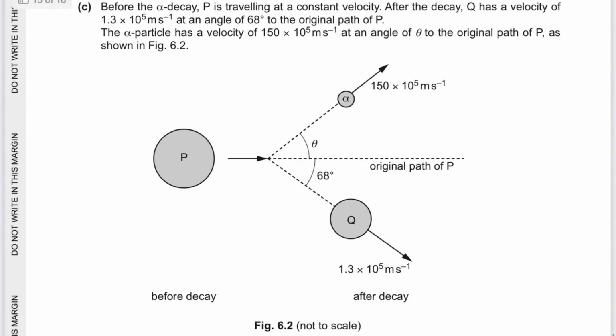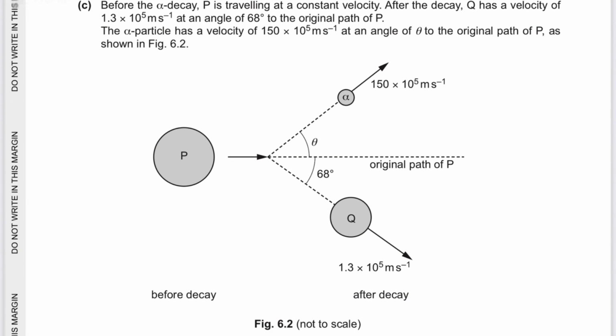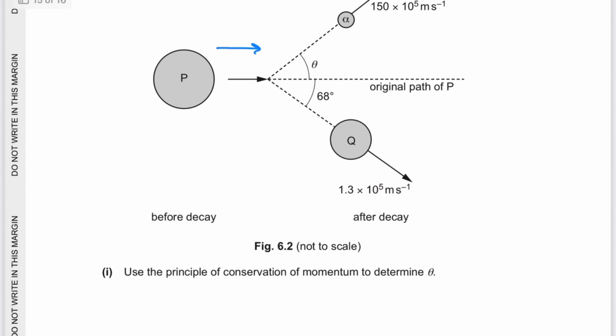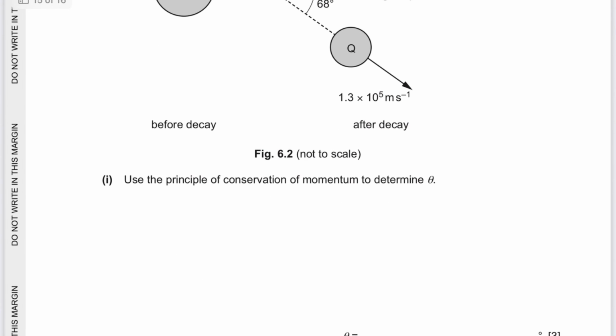Before the alpha decay, P is traveling at a constant velocity. After the decay, Q has a velocity of this magnitude and at an angle of 68 degrees to the original path of P. So original path of P was only in the horizontal dimension. The alpha particle has this velocity at an angle theta, which is unknown, to the original path as shown in figure 6.2. Use the principle of conservation of momentum to determine theta.